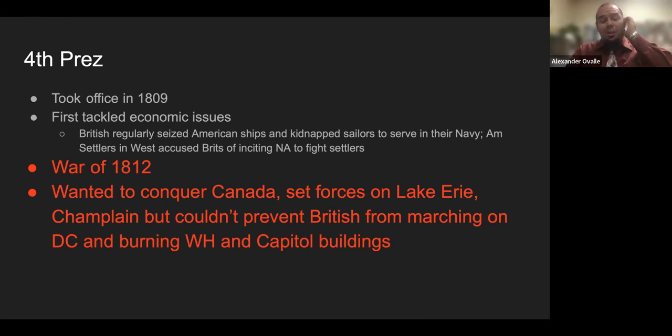The U.S. wanted to conquer Canada, so they set forces on Lake Erie and Lake Champlain, but they couldn't prevent the British from marching on D.C. and burning the White House and Capitol buildings. Yes, it was burned. It was attacked.